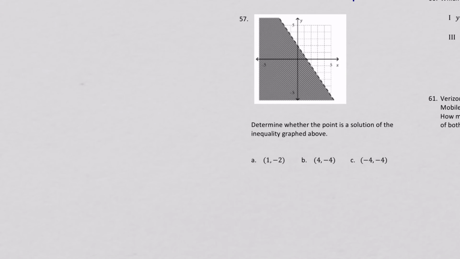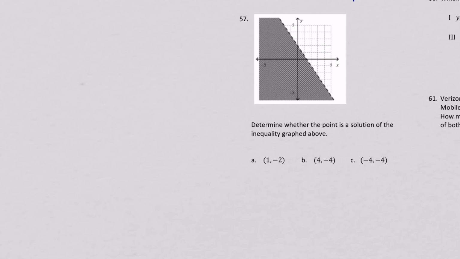Okay, 57 should be a pretty easy one for everybody. Okay, they already graphed the inequality for you, so all you have to figure out is determine whether these points are solutions to this inequality. And in order to do that, all you have to check is where these points are. Are they in the shaded region or are they in the non-shaded region? If they are in the shaded region, you're going to say yes, that is a solution. If they're not in the shaded region, then you're going to say no, that's not a solution.